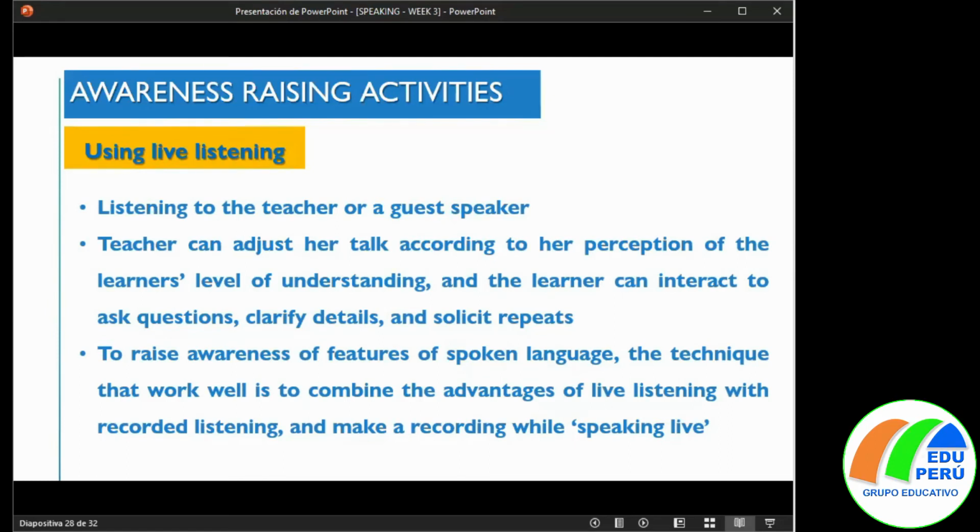Maybe in some situations you use a recording. Maybe in some situations you use your own voice, for example, to tell a story or an anecdote. So it's not necessary to give them a recording. If the purpose of communication is that they are going to tell a story, you could use your voice. It's not necessary to listen to a recording. So here you have this. We call this live listening.